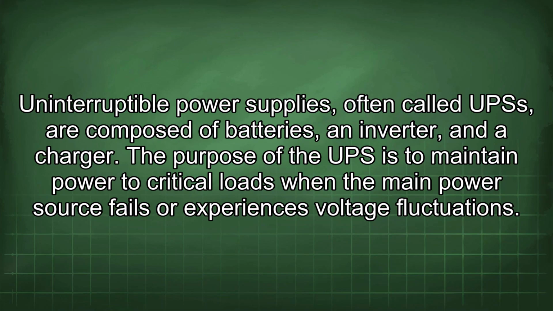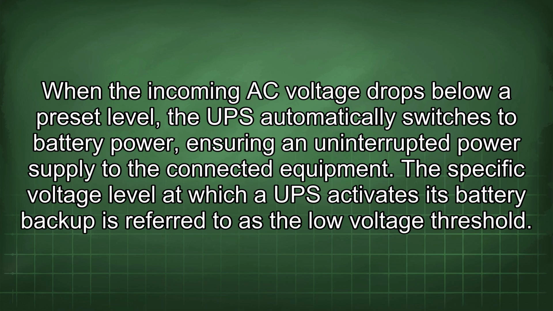Uninterruptible power supplies, often called UPS, are composed of batteries, an inverter, and a charger. The purpose of the UPS is to maintain power to critical loads when the main power source fails or experiences voltage fluctuations. When the incoming AC voltage drops below a preset level, the UPS automatically switches to battery power, ensuring an uninterrupted power supply to the connected equipment.